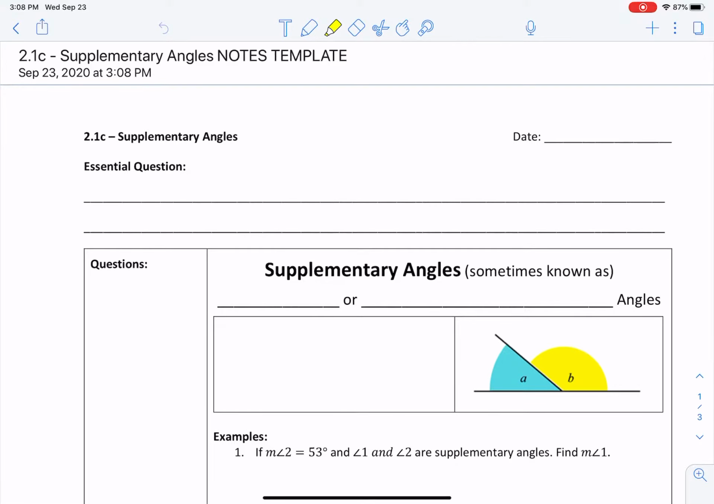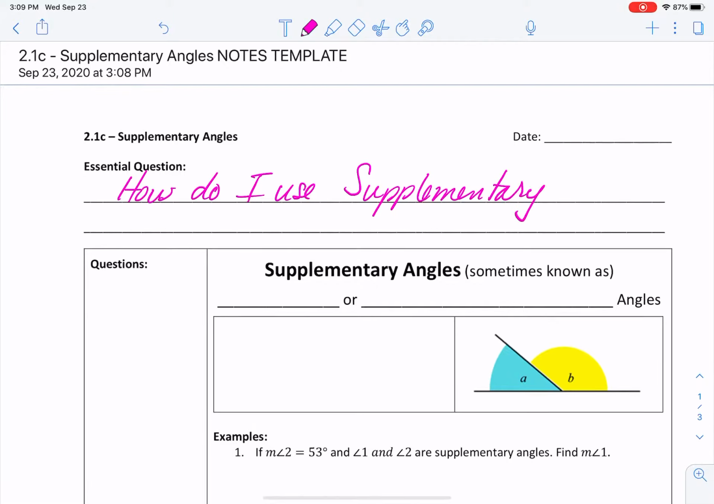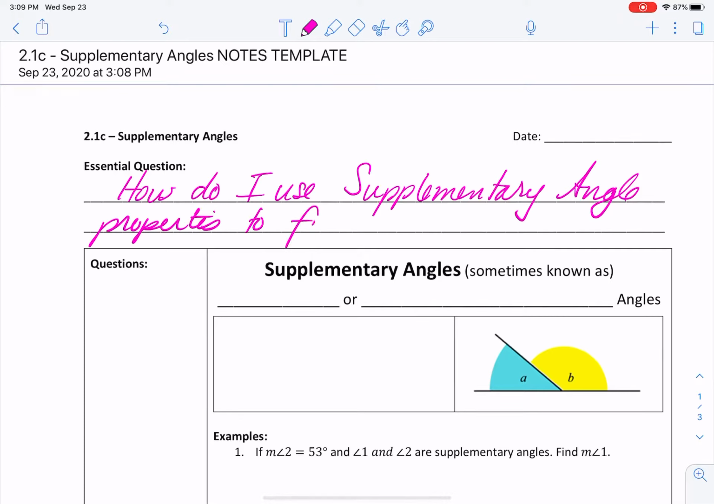This is for supplementary angles. So our essential question is, how do I use supplementary angle properties to find missing information?